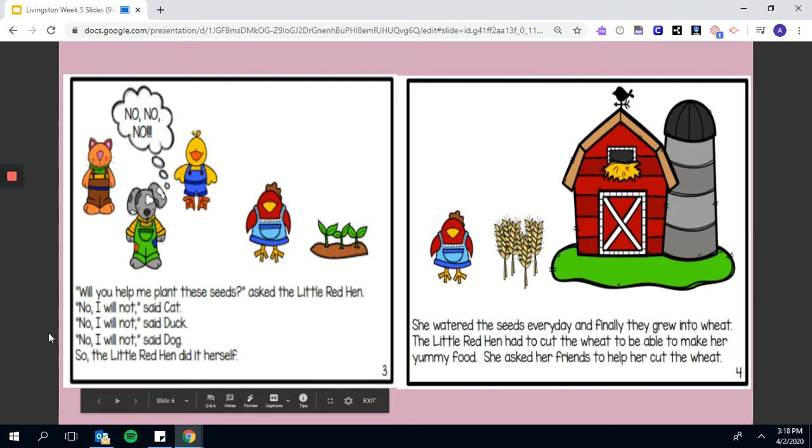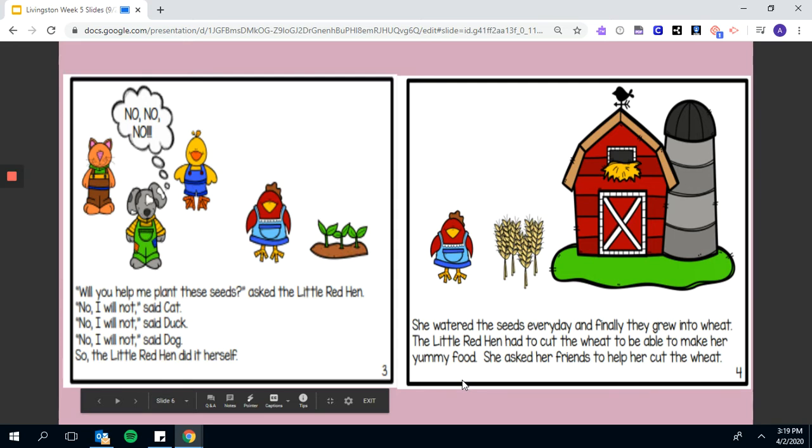Will you help me plant these seeds? Asked the little red hen. No, I will not, said Cat. No, I will not, said Duck. No, I will not, said Dog. So the little red hen did it herself. She watered the seeds every day, and finally they grew into wheat. The little red hen had to cut the wheat to be able to make her yummy food.